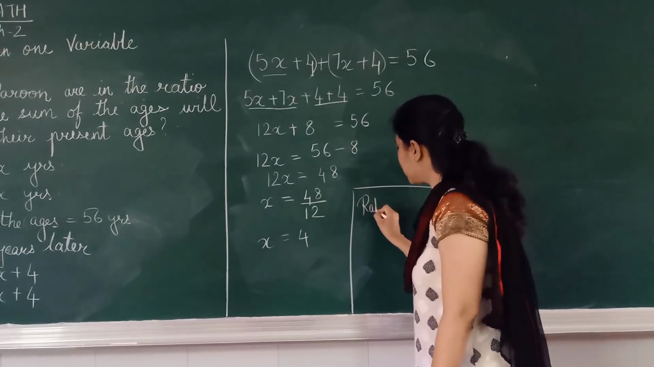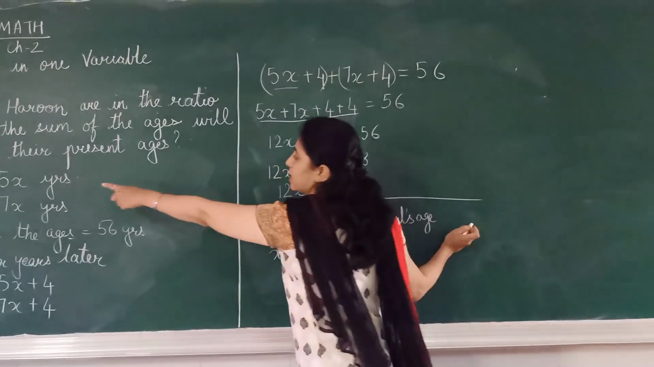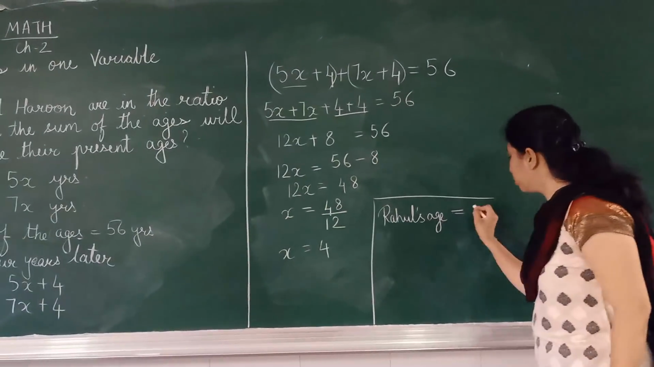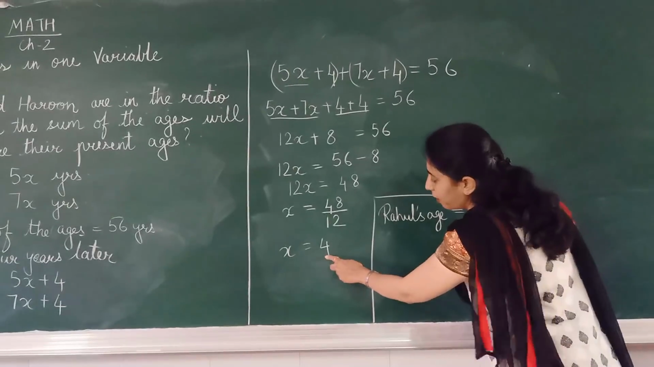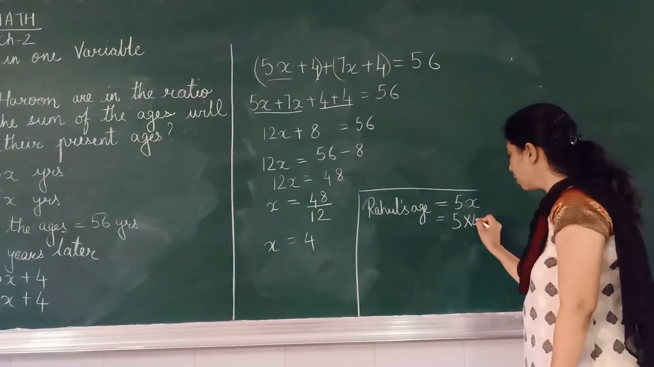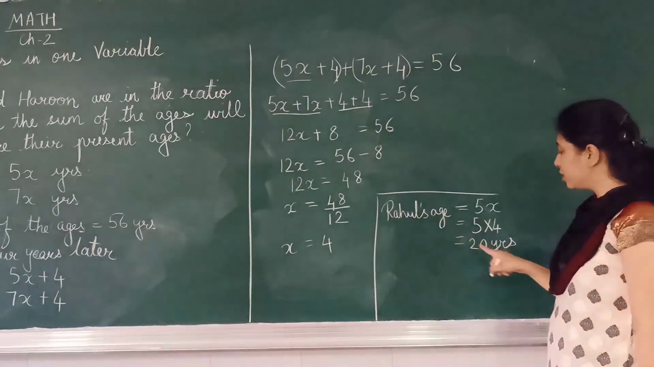Now Rahul's present age is what? It is already given here. We have taken it as 5x. So you are going to write it as 5x, so 5 multiplied by 4. The value of x is 4, so it is equal to 20. So Rahul's age is 20 years.